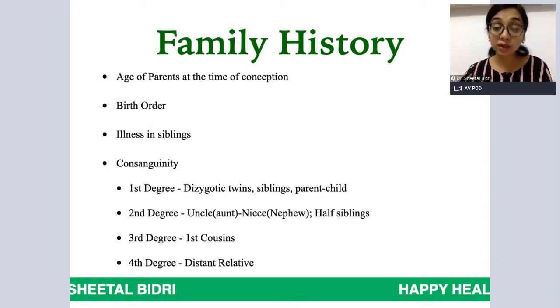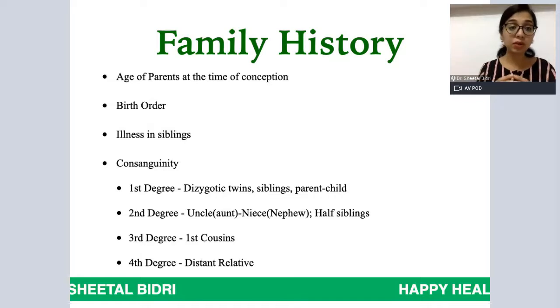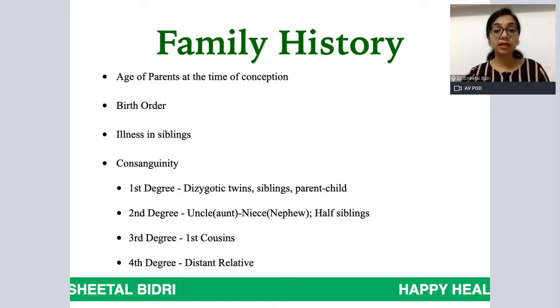Then again comes the consanguinity. This is what I was trying to tell you by consanguinous. If the parents are married within the family, there are different degrees of relation. We usually don't see the first degree, but the second degree is the aunt and the niece, or the aunt and the nephew, and uncle and the niece, or even half siblings. The third degree is first cousins, and the fourth degree is a distant relative. So the most at-risk group would be the first, second, and third. Distant relative, not so much. That is why we need to know the consanguinity, if the parents have been married into the relation.